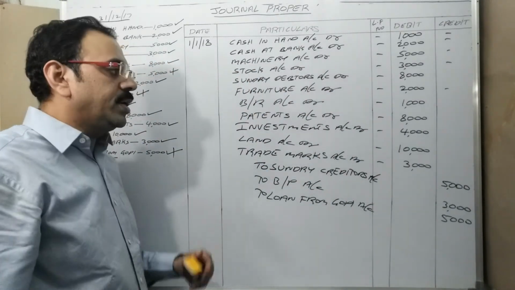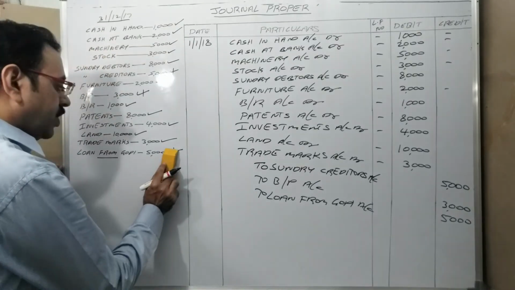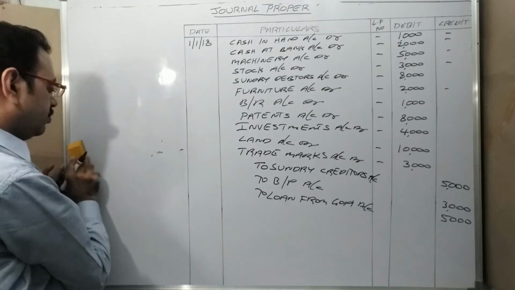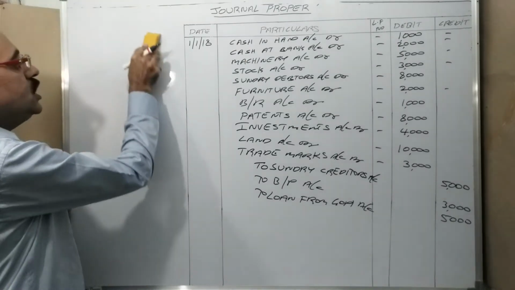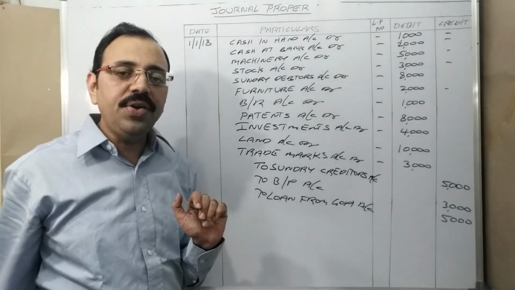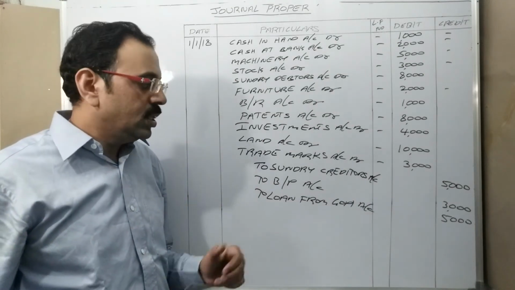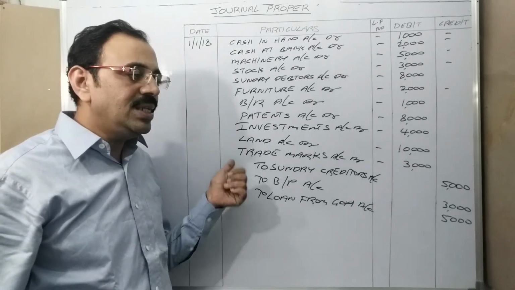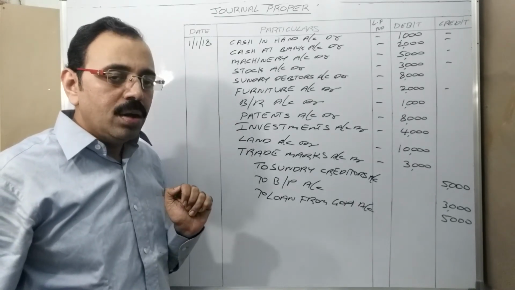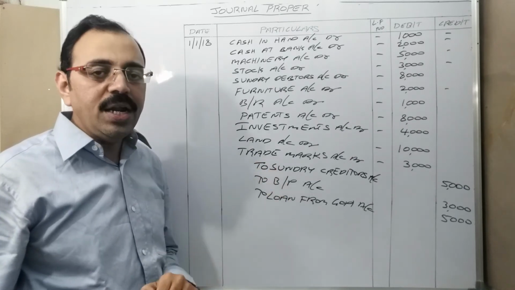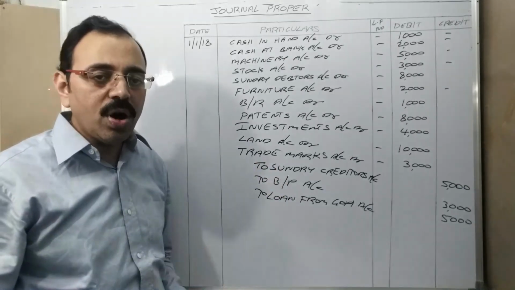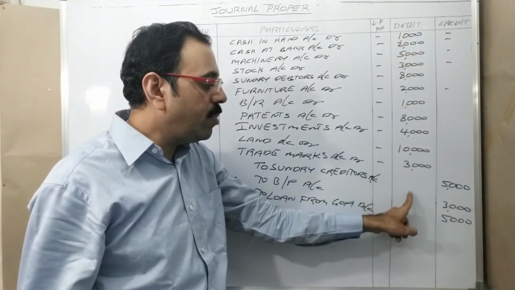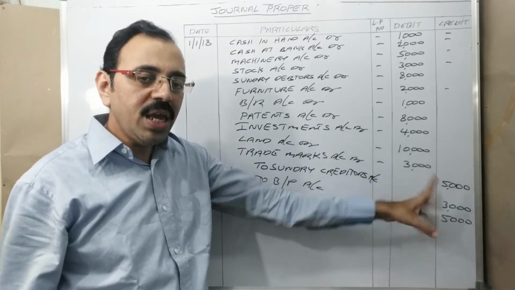Clear? But once you should observe whether the dual aspect concept is fulfilled or not. What is the dual aspect concept? Every transaction contains minimum two things: receiving aspect and giving aspect. Receiving aspect is called debit, giving aspect is called credit. When we record any journal entry, the debit column amount and credit column amount should both be equal.